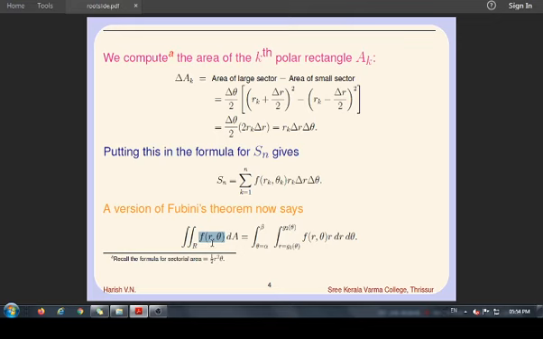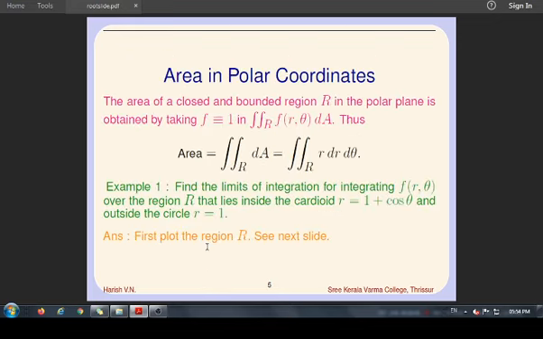So when f of (r, theta) is equal to 1, the double integral over R of f of (r, theta) dA becomes the double integral over R of dA, which is the area, and which can be computed using this formula: double integral over R, dA is r dr d theta. Hope you understand. We will go to the examples in the next video.